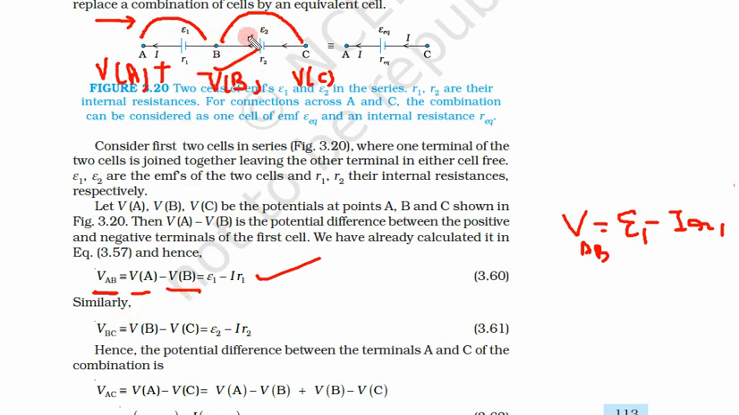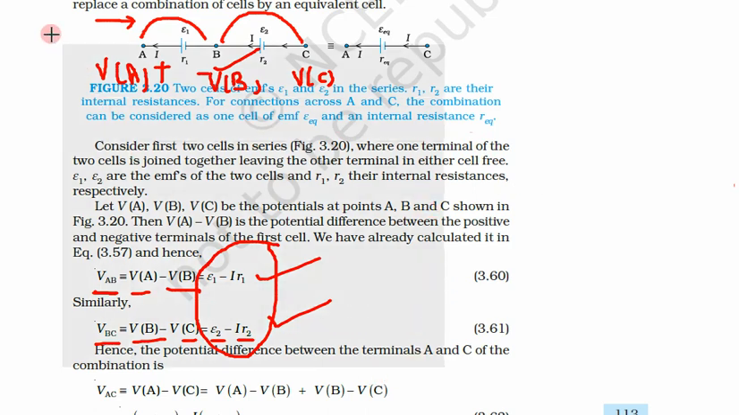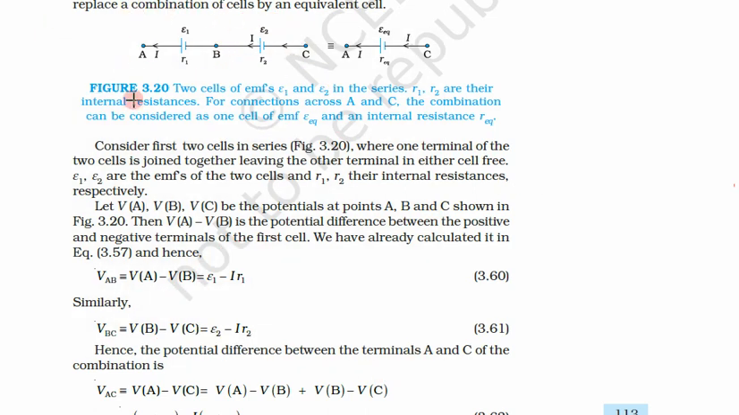Now similarly for the second one, VBC is VB minus VC. For this, the EMF is epsilon 2, so VBC is epsilon 2 minus I R2. So we have these two equations. Now let us take the combination of these. What happens when there is a combination? Please remember this figure: two cells connected in series, with the negative terminal of the first cell connected to the positive terminal of the second cell. Current I is flowing and there are three points A, B, C.